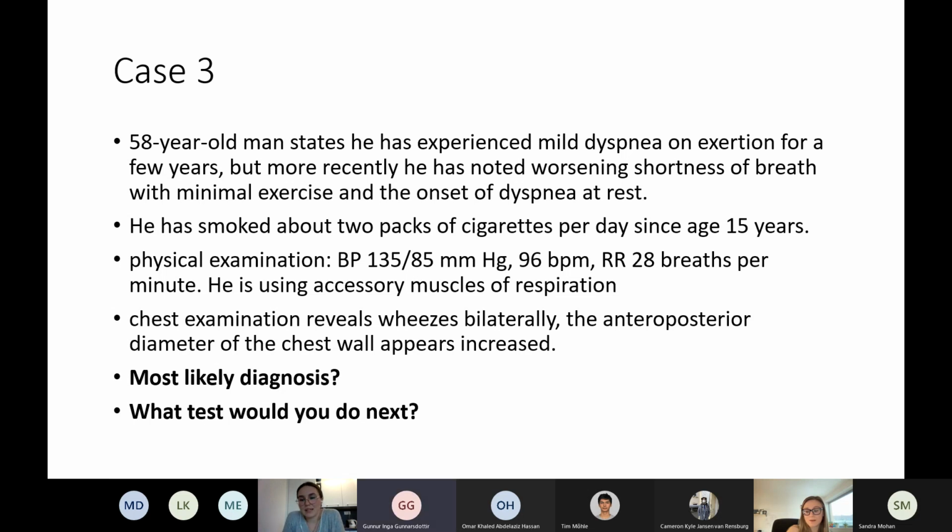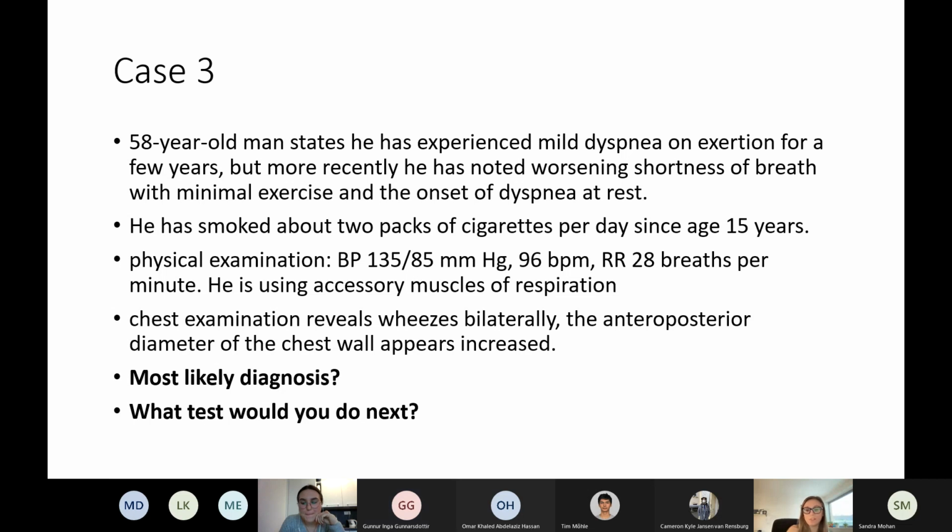So I would do a pulmonary function test like spirometry and the forced expiratory ratio, FEV1 over FVC. Also SpO2, maybe. And any labs that we could focus on? Like blood gas. Yes, exactly.